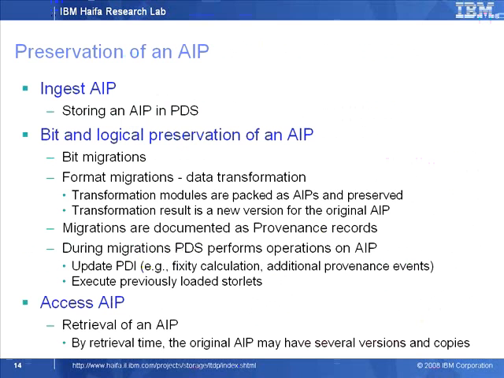The preservation process of an AIP can be divided into 3 phases: the ingest process, in which the AIP is stored, the access process, where the AIP is retrieved, and the preservation process, which takes place in between the other 2 phases. While the data is preserved, we need to maintain the ability to restore the bits and to provide bit preservation. Bit migrations transfer the bits from one media to another when the media becomes obsolete.